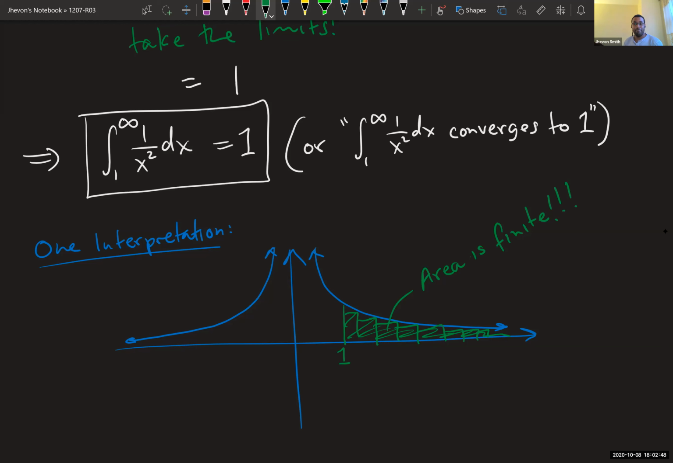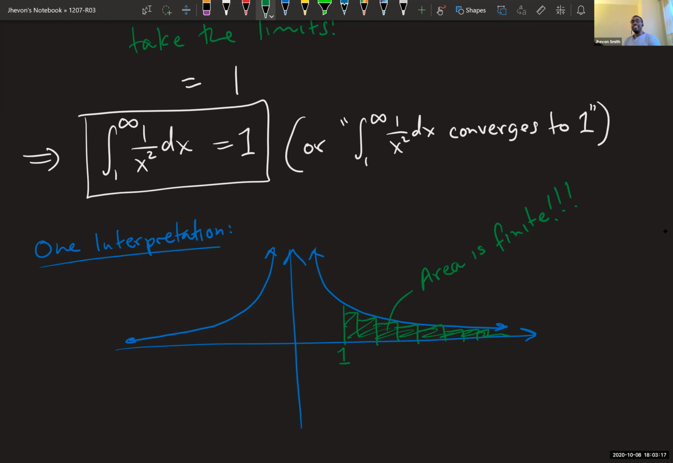Professor? Yes. Do we just say that it converges to 1 because we can't measure up to infinity? Well, the language comes from the fact that we're using limits to approach infinity. And so yes, because we can't actually do it, when you say converges to 1, you're basically saying that if we could go all the way to infinity, this is the answer we would end up with.